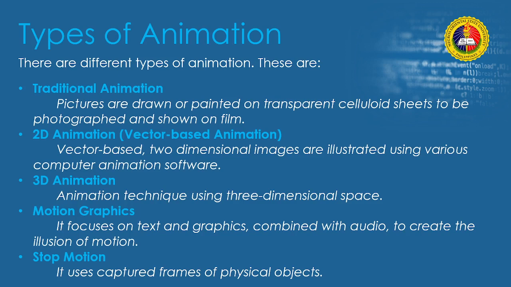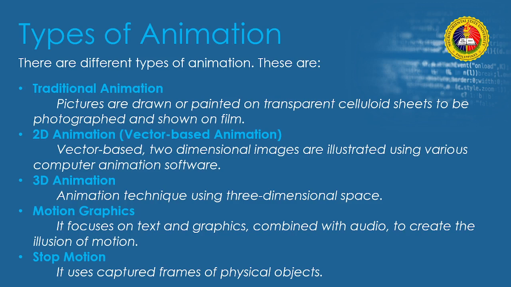And then 2D animation is also called vector-based animation. It's the same concept as traditional animation, however, it is done using computers. You're using computer animation software, all right? So it's the same concept as traditional animation, but using computers. There are lots of computer animation software like Adobe Animate, Adobe After Effects, Toon Boom, and so on and so forth. Then we have 3D animation.